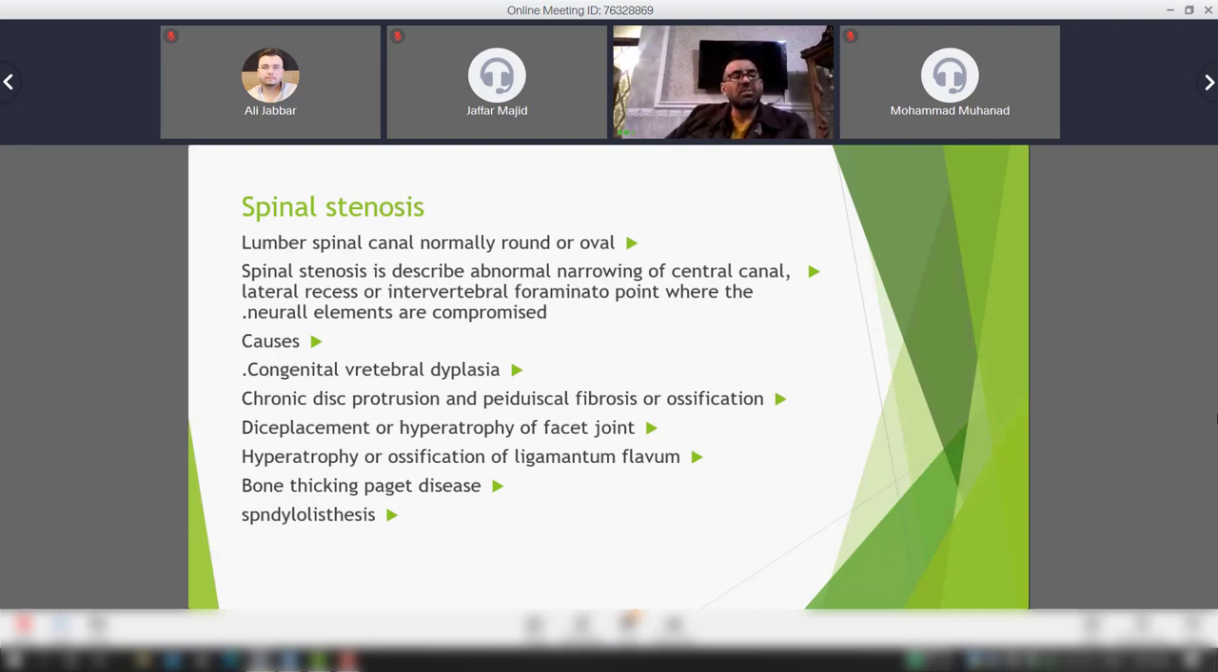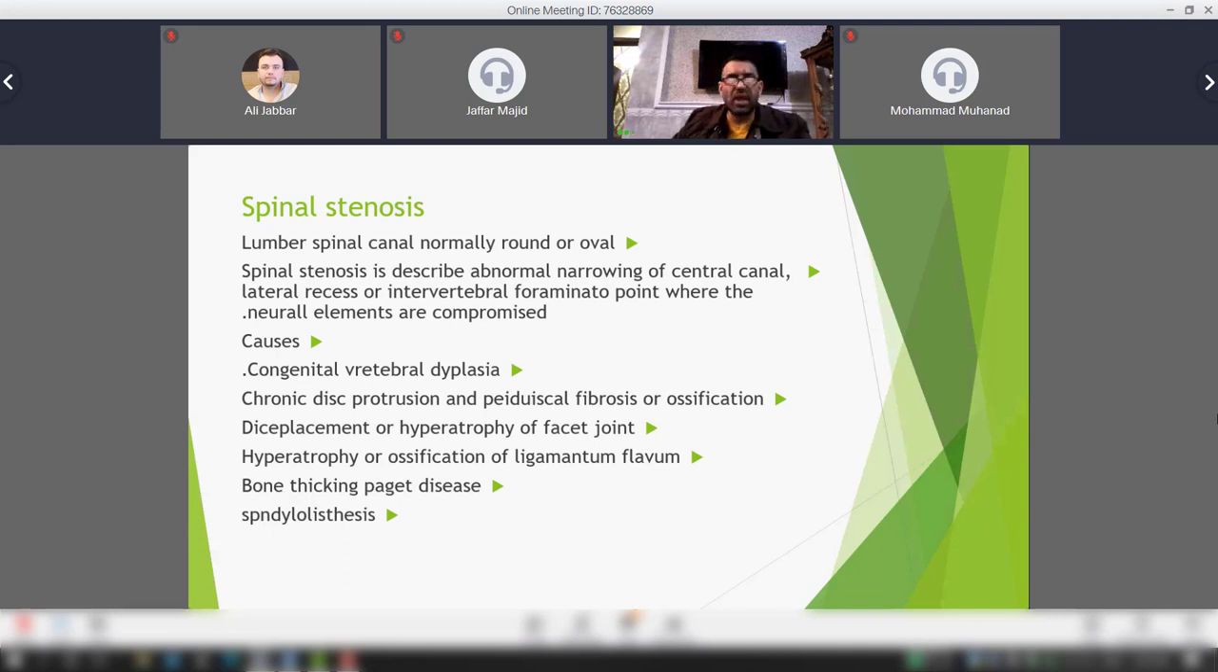Causes قد يكون congenital vertebral dysplasia. أكو مشكلة من البداية وهي يصير عند الداون سيندروم. Congenital vertebral dysplasia. أو disc prolapse. هذا disc prolapse هو مسوينه narrowing. أو epidiscal fibrosis or calcification. هذا طلع الديسك برولابس سوى fibrosis حواليه. أو ossification مرات يتكلس يسوينه. Sometimes displacement أو hypertrophy of the facet joint.